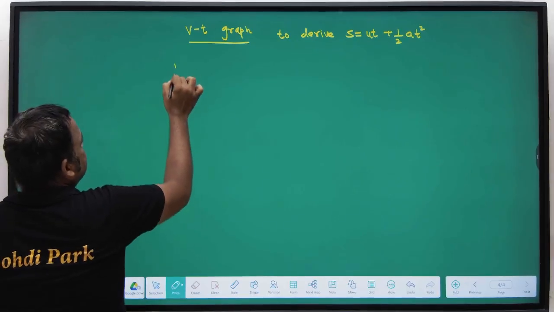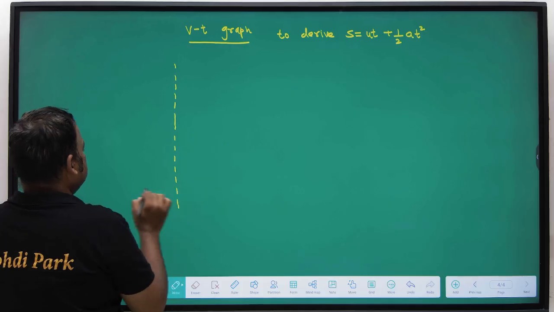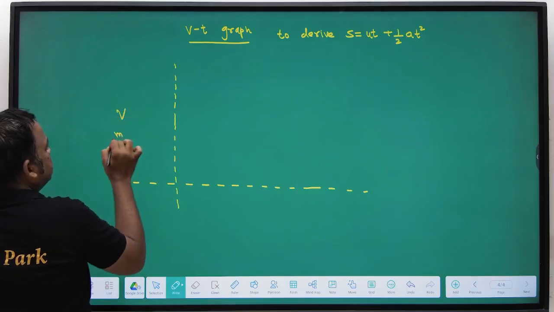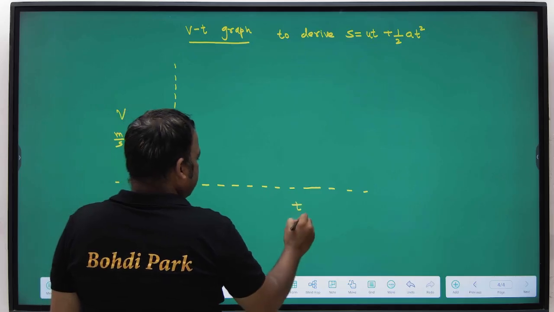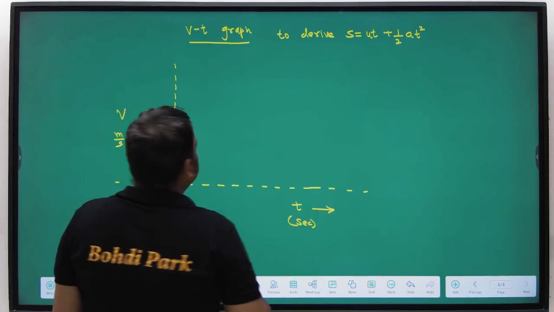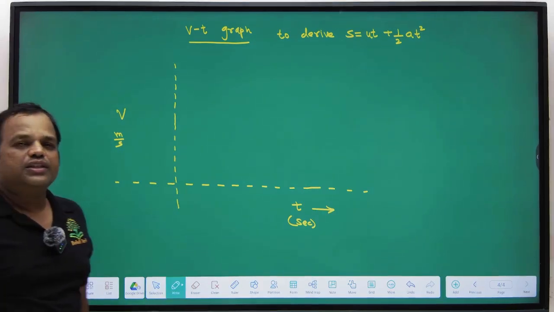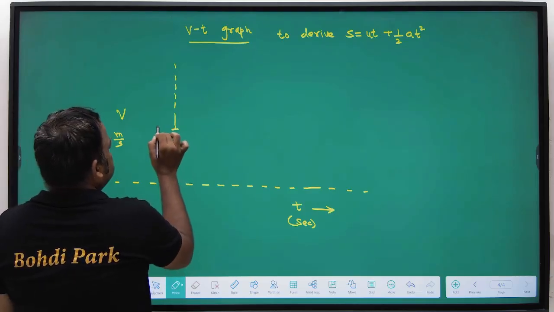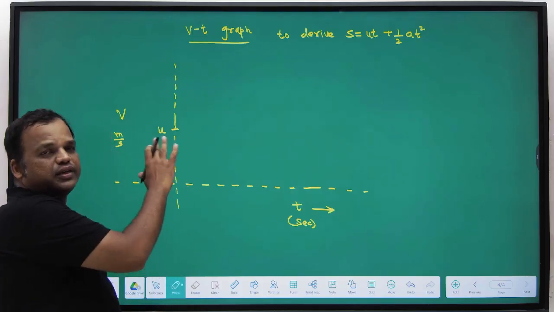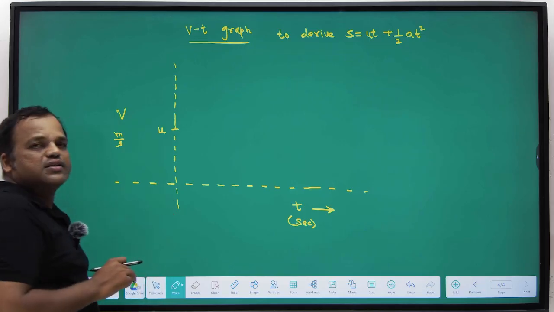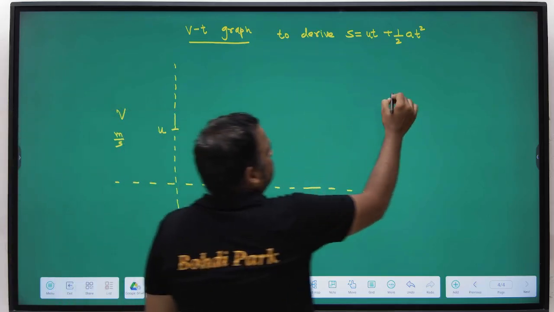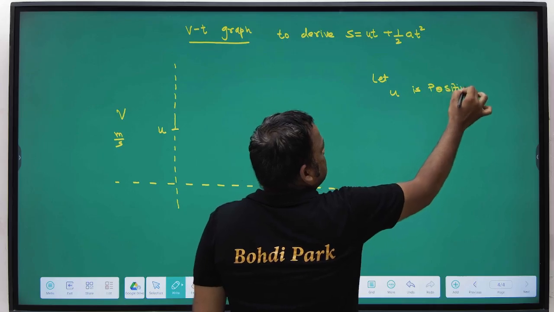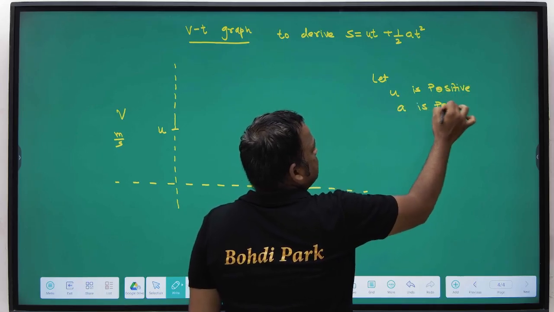So let's consider the vertical axis is denoted by velocity in meter per second, and the horizontal axis is the time axis in seconds. So according to the information, the initial velocity is u. So suppose this is the initial velocity u, it is positive. I am assuming it is positive. Now the acceleration is uniform and positive. So here I am writing what I am assuming. Let u be positive and acceleration positive. Acceleration is also positive.